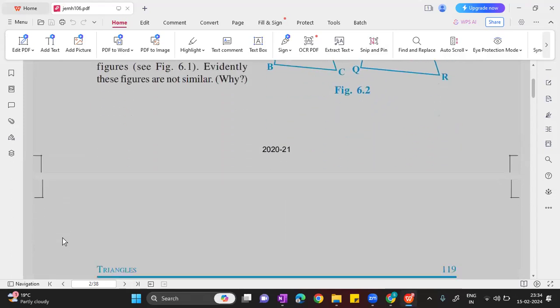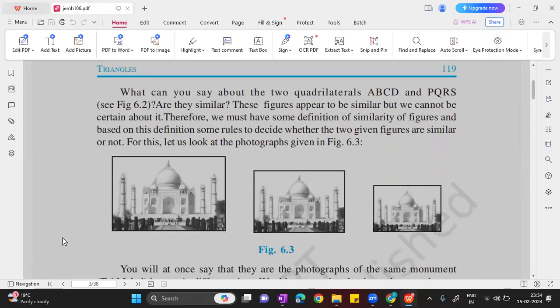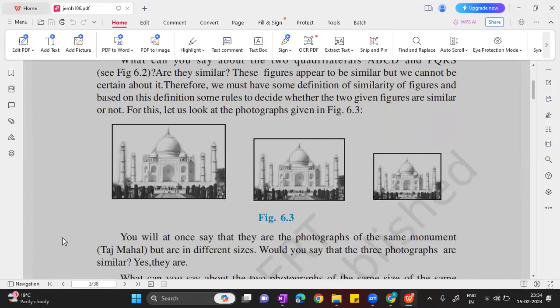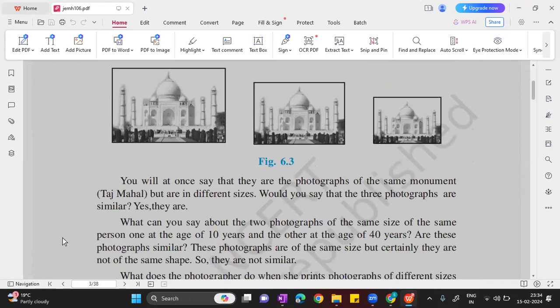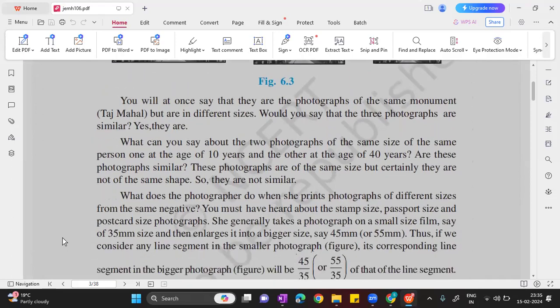So they have just discussed a few things in NCERT. For example, you can see these three pictures, these three Taj Mahals, right? Yes, the Taj Mahal is in your state, right, Manya? Okay, so tell me, are these Taj Mahal pictures similar? Yes, they are similar, because these photographs are, of course, of the Taj Mahal, but the photographs are of different sizes. But still, they all are the Taj Mahal only. So that is why you can say that these photographs are similar, right?